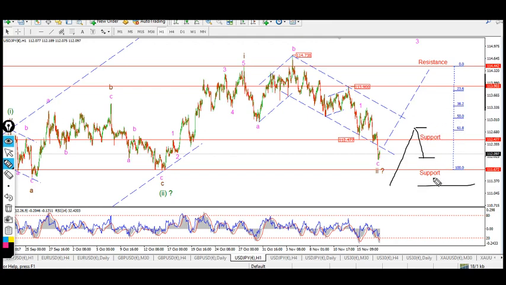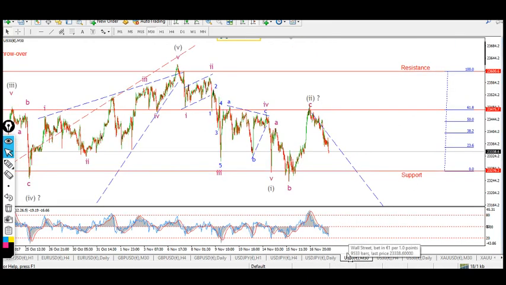But we'll get a nice kind of confirmation and invalidation scenario on the chart, and we'll be able to narrow our focus towards that goal. So that's what dollar yen is looking like early next week. So let's move on to stocks.